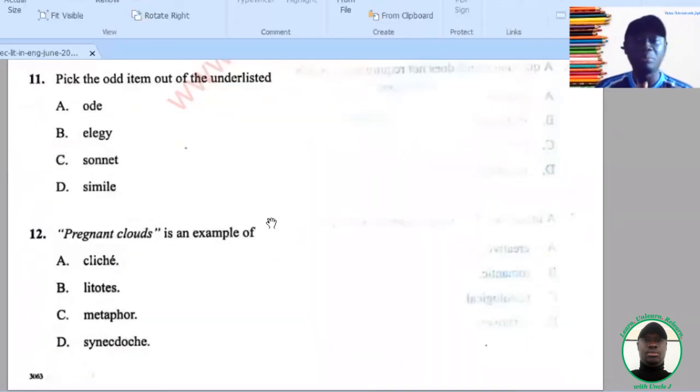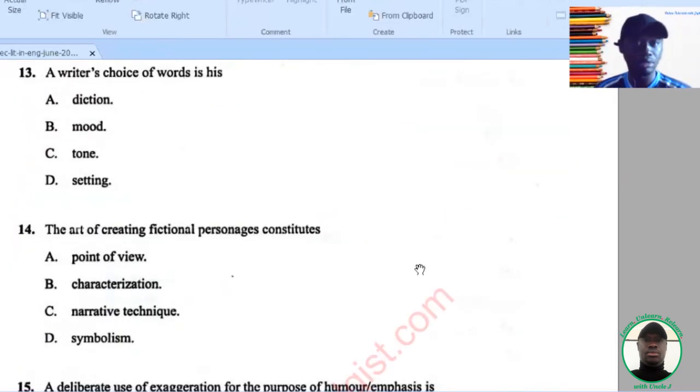Question 12. Pregnant clouds is an example of A, cliche; B, lithos; C, metaphor; D, synecdoche. Obviously, the answer is metaphor. I explained this question in my previous video on revision in English and literature. A writer's choice of words is his diction. The diction is what the writer chooses to use in a particular work of art.